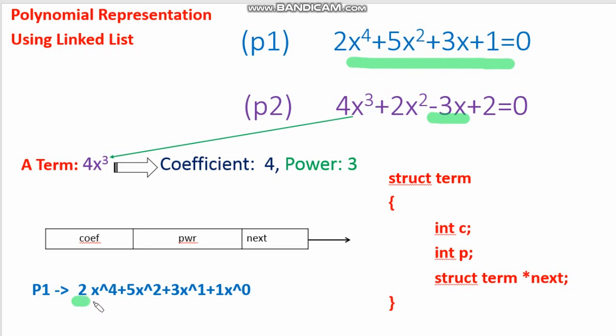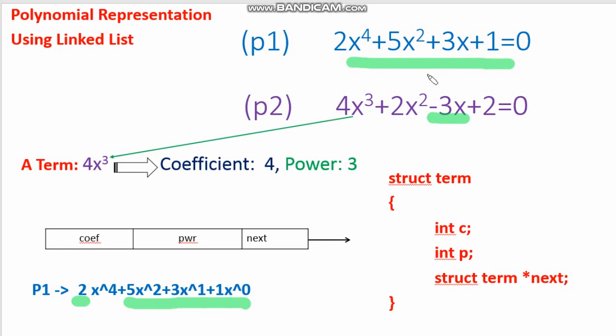Write the coefficient, then put an x, then use a caret or the exponential symbol and put the power, that is x^4 plus 5x^2. So this is a possible representation. When there is a minus value, it will come as plus minus, and that can be represented as it is.